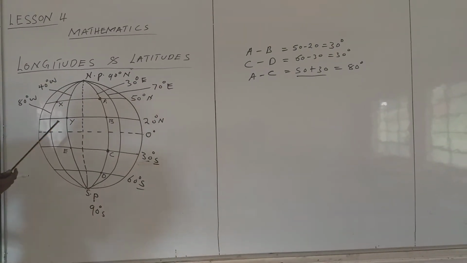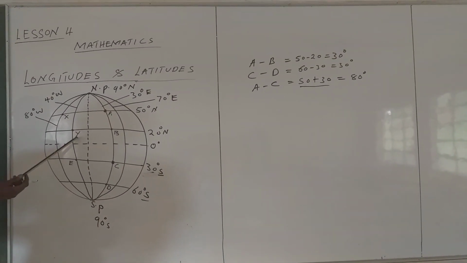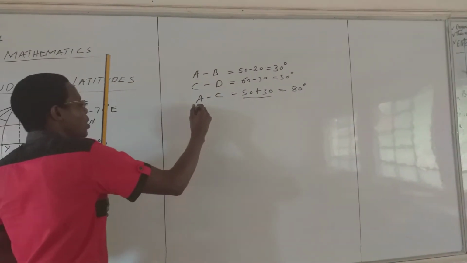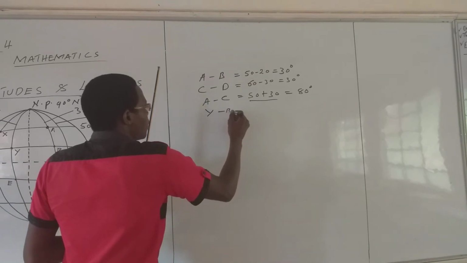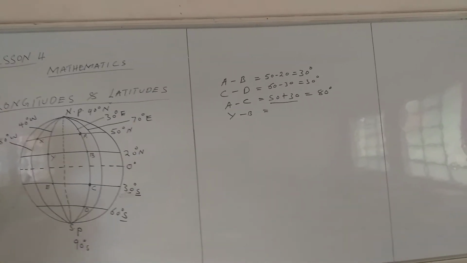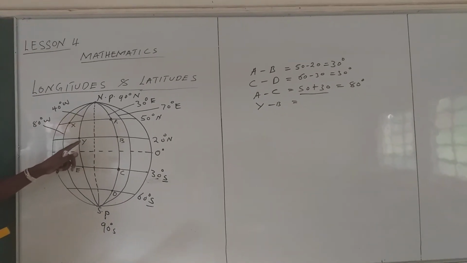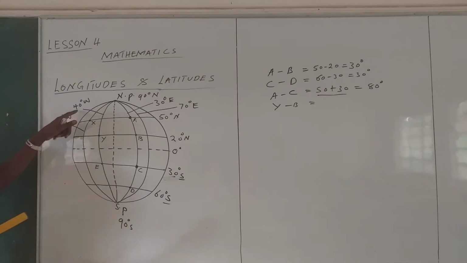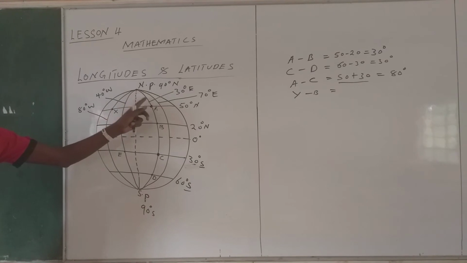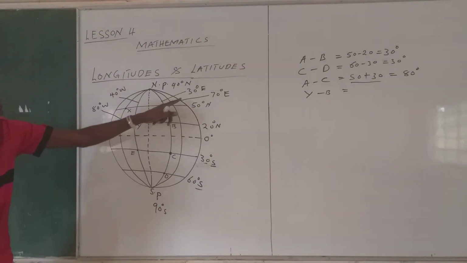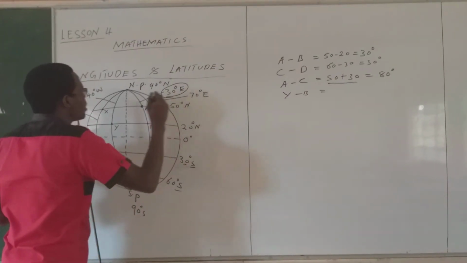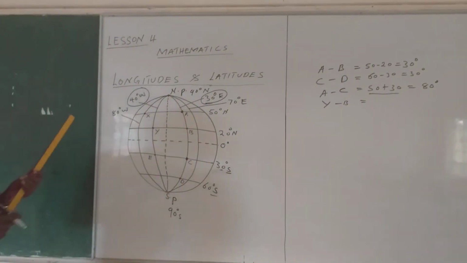Now, I want us to consider point X, point Y, and point P. I want us to consider these two points, point Y and point P. If you consider point Y, this longitude is 40 degrees west. And if you consider point P, the longitude of P is 30 degrees east. So this is 30 degrees east, and this is 40 degrees west.